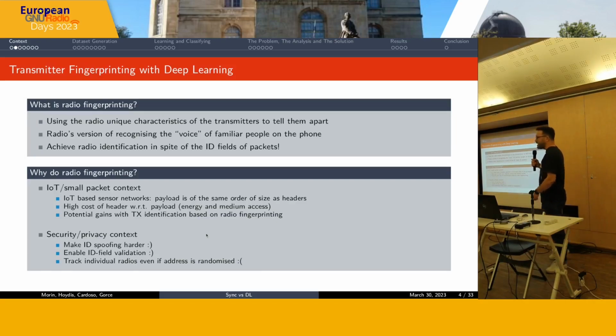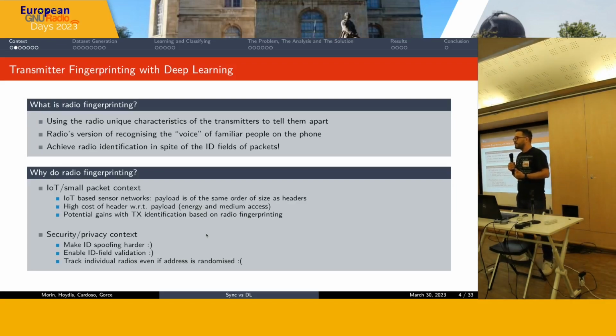And the second thing is for the security and privacy context, right? So if we can identify radios, then we can validate that these radios are who they claim they are, right? So it makes spoofing much harder, because now we cannot only verify the ID field, which is there already inside of the packet, but we can also go further and verify if the signature corresponds to that ID field.